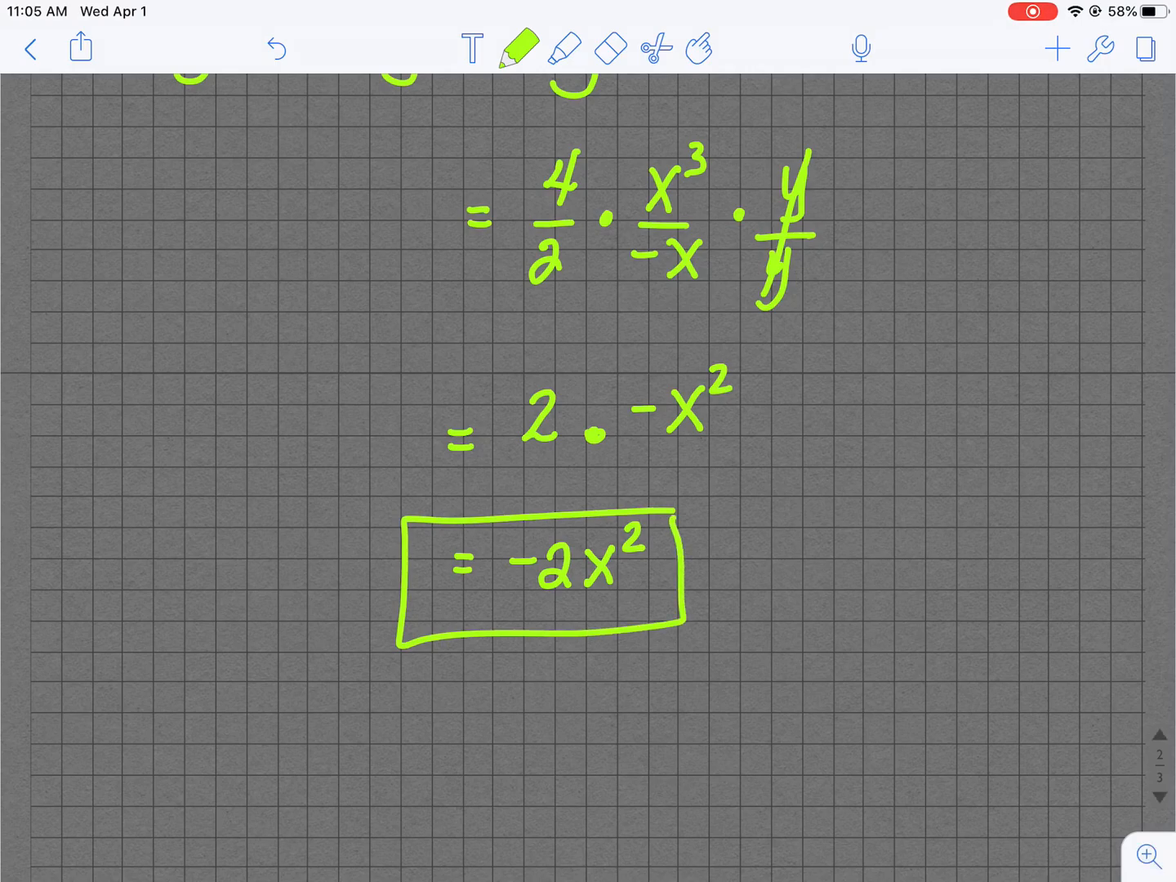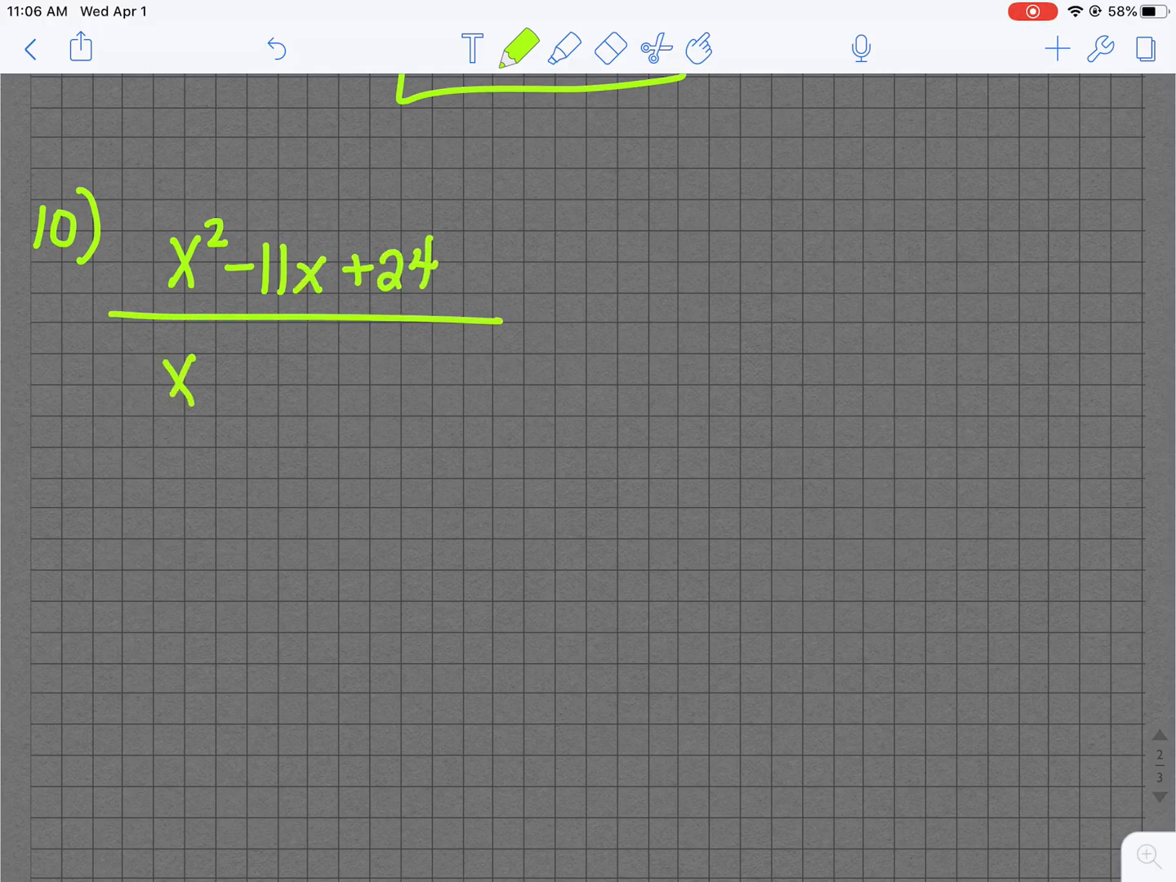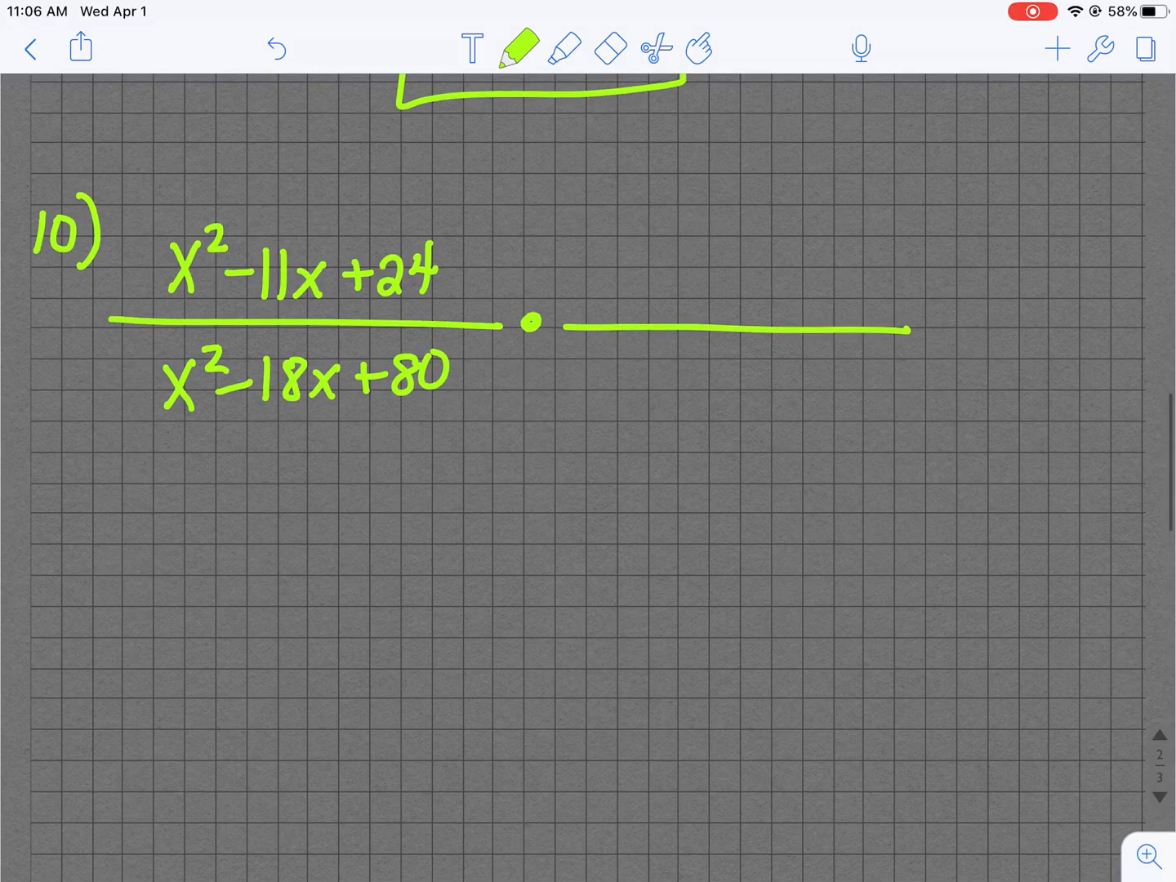Okay, let's do one more, no, I'll do 2 more that make you do factoring. So let's look at number 10. Number 10 is x squared minus 11x plus 24 all over x squared minus 18x plus 80. That fraction gets multiplied by x squared minus 15x plus 50 over x squared minus 9x plus 20.